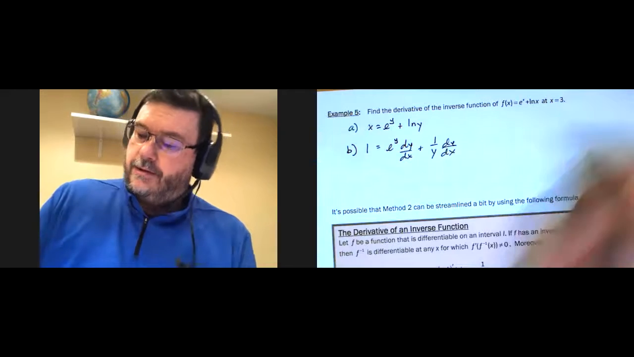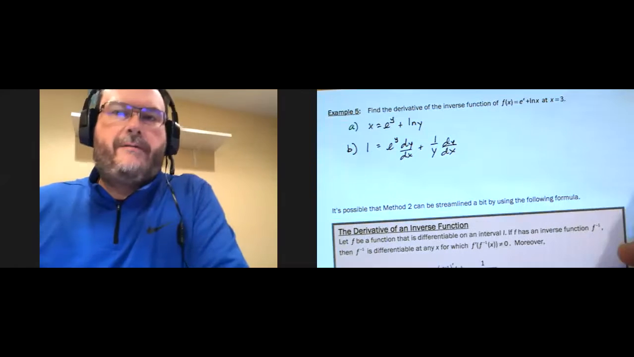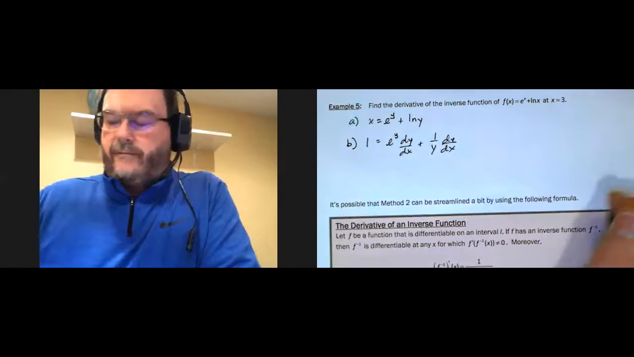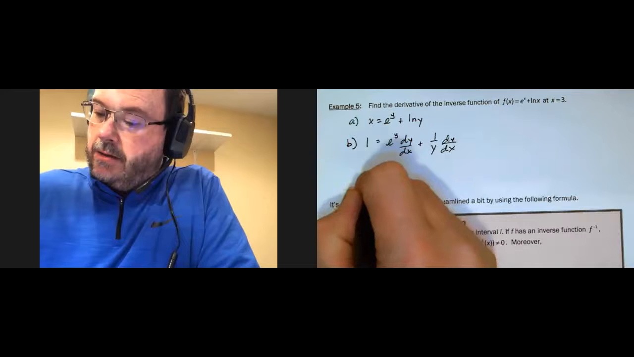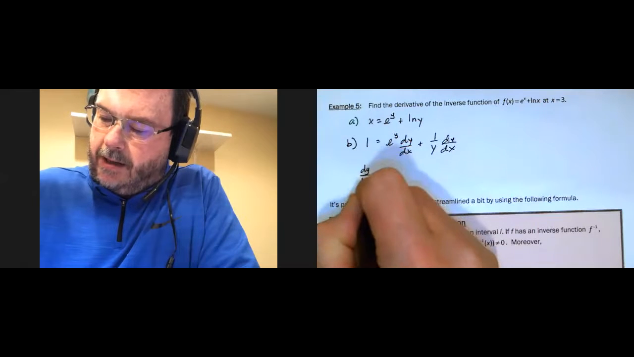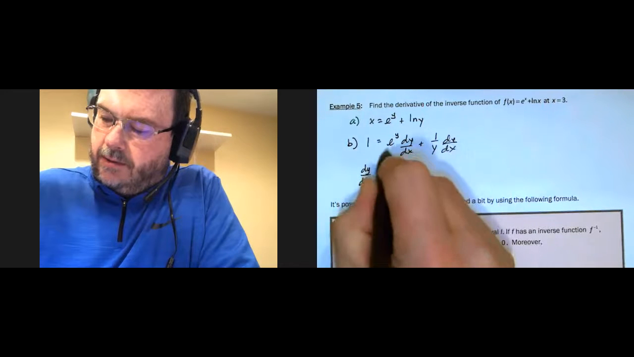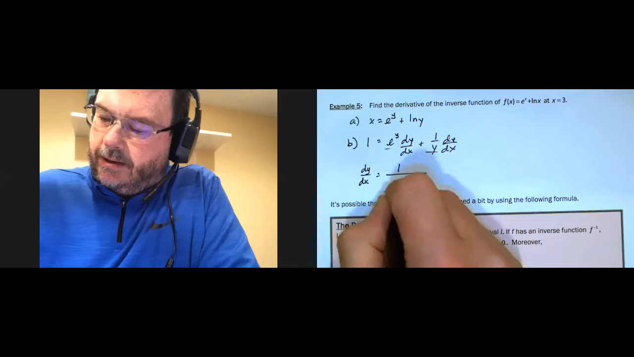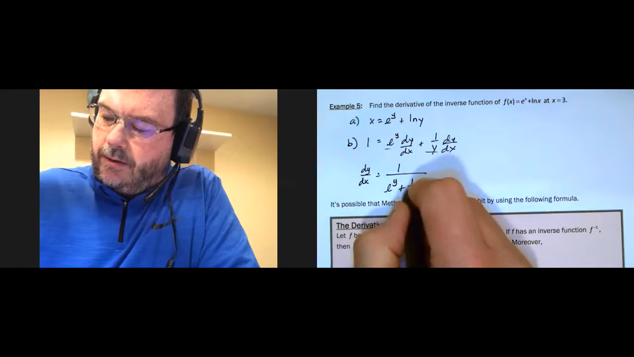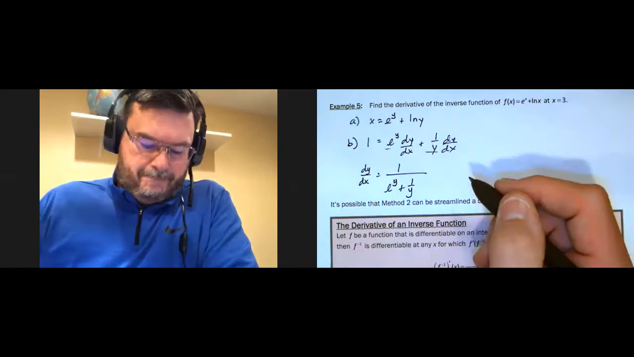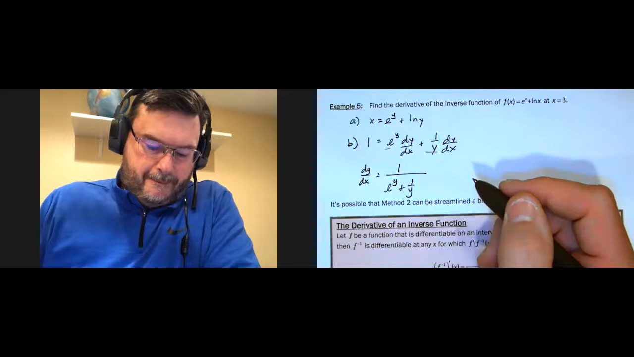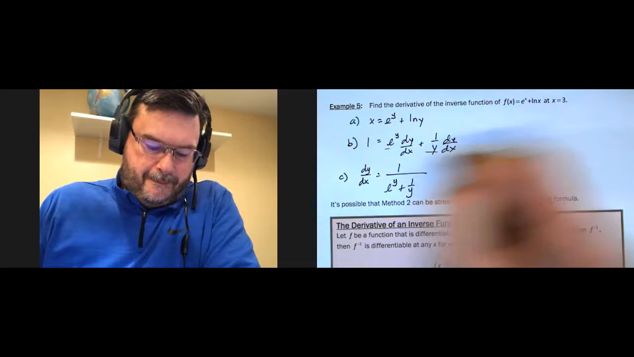The derivative of e to the y is e to the y, and the derivative of natural log of y is 1 over y, both with the dy/dx. So dy/dx, I'm going to kind of cheat a little bit here, is 1 over e to the y plus 1 over y. Okay, so that's part C.